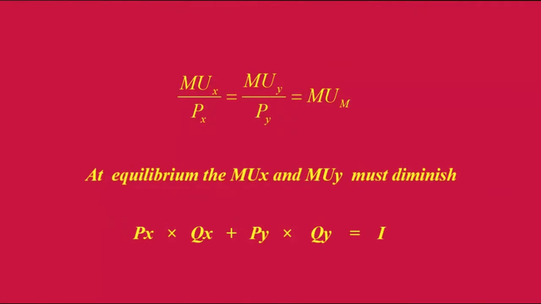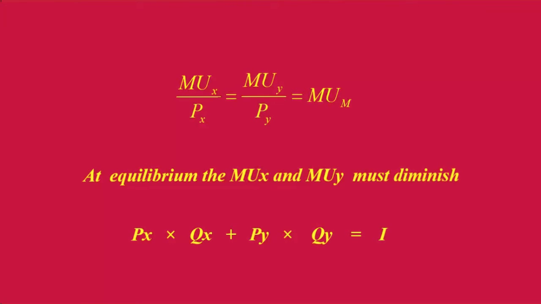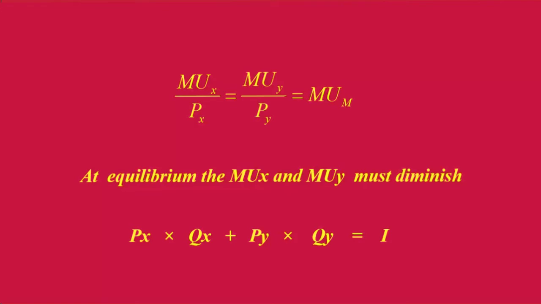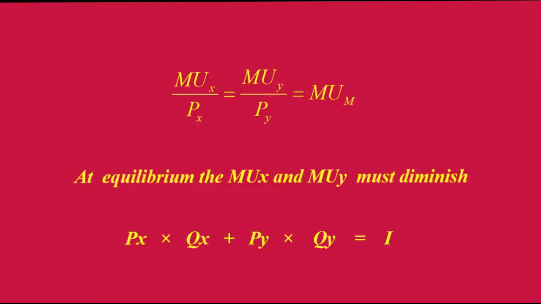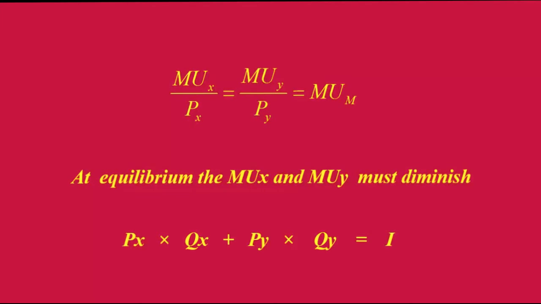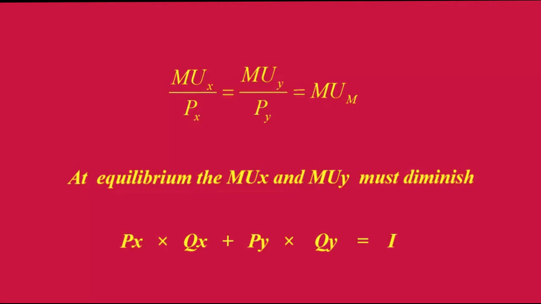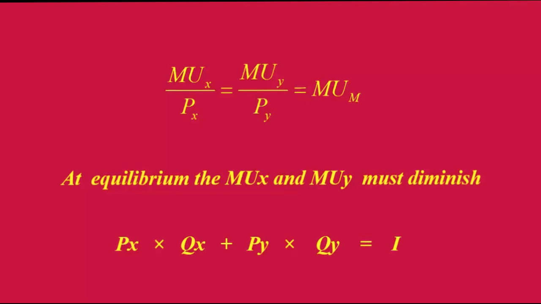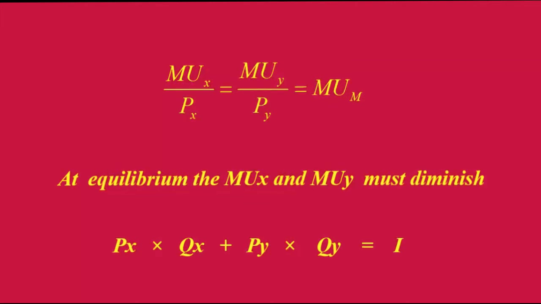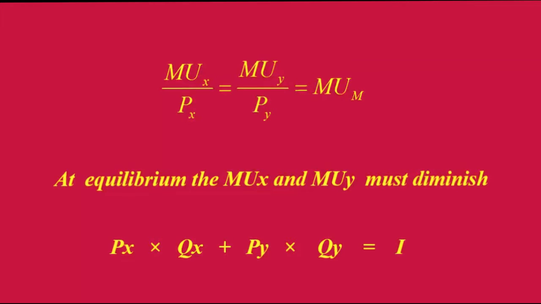First condition: marginal utility of good X divided by price of good X equal to marginal utility of good Y divided by price of good Y equal to marginal utility of money. Second condition: at equilibrium, the marginal utility of good X and that of good Y must diminish. Third condition: amount spent on good X and on good Y must be equal to his income.